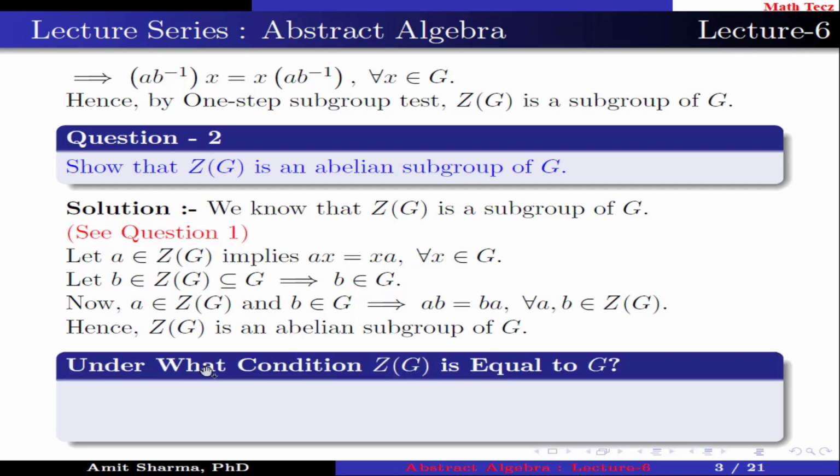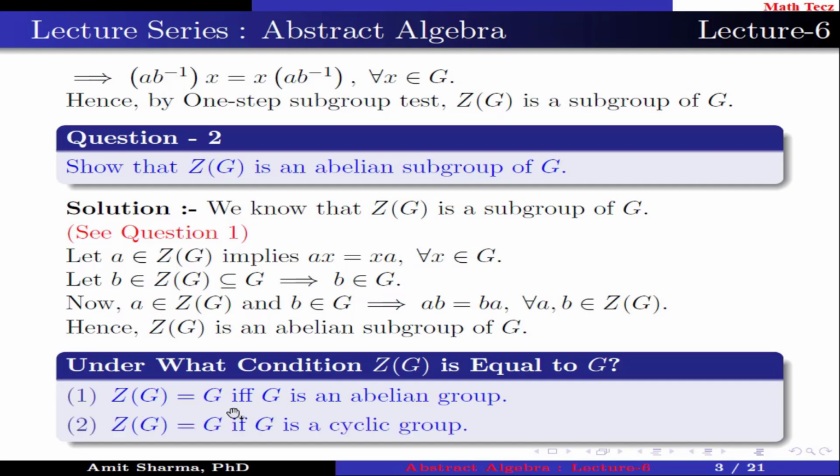Next is, under what condition is the center of G equal to G? Number 1, the center of G equals G if and only if G is an abelian group. Number 2, the center of G equals G if G is a cyclic group.